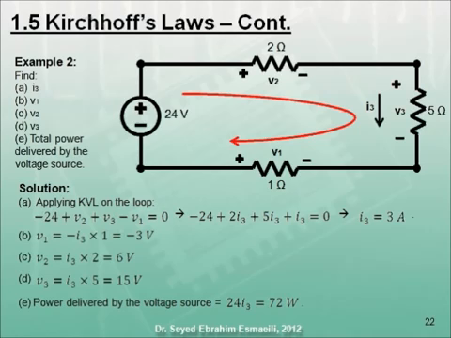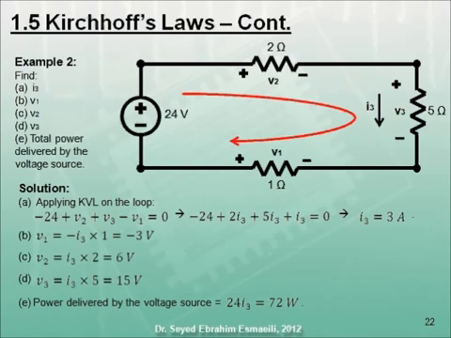From Ohm's law, we find that V1 equals minus I3 times 1, which equals minus 3 volts. V2 equals I3 times 2, which equals 6 volts, and V3 equals I3 times 5, which equals 15 volts.